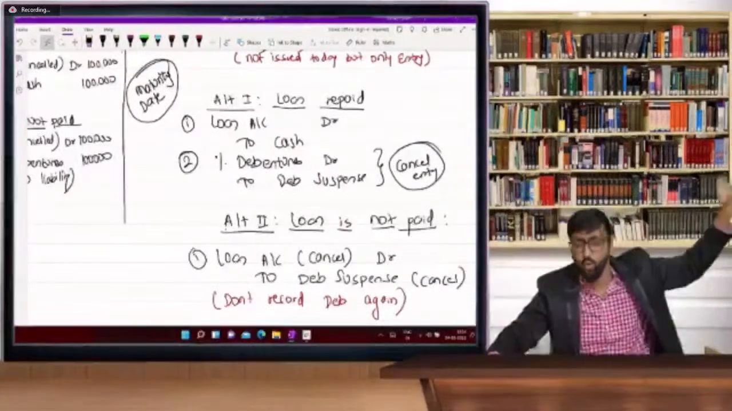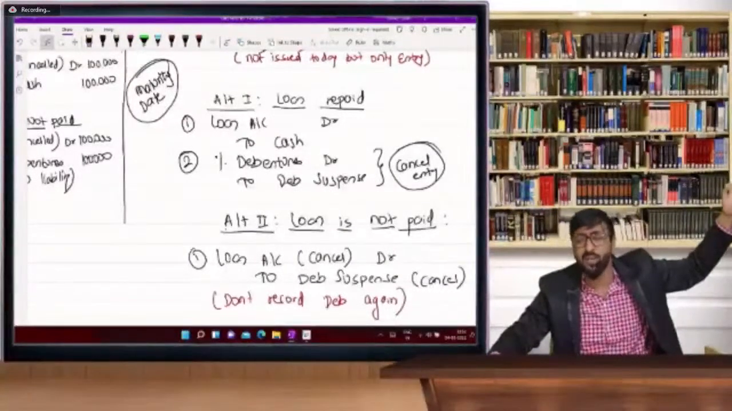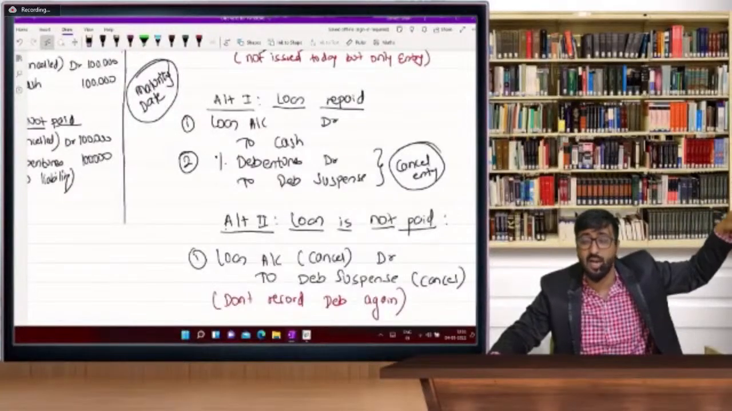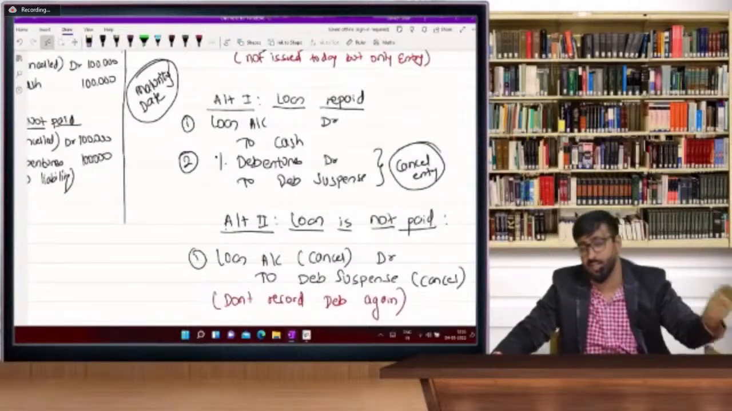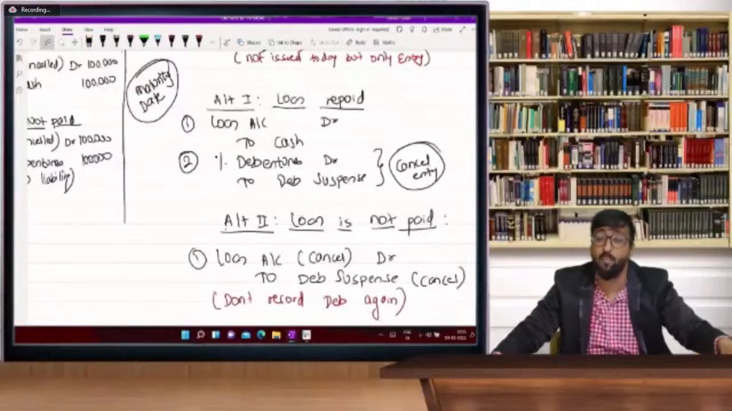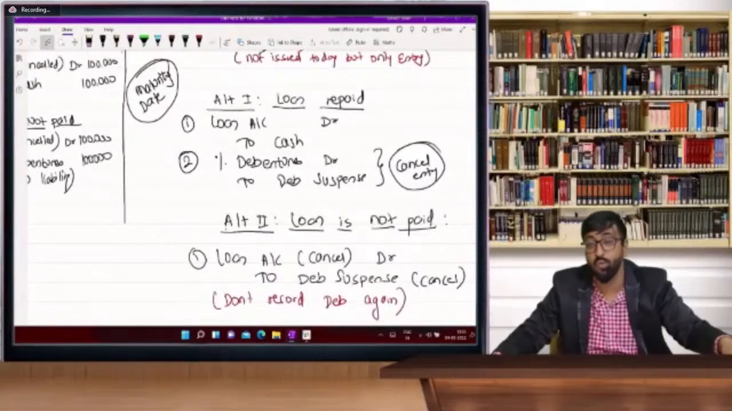In option number 2, the first entry will be cash account debit to bank loan, and the second entry will be debenture suspense account debit to debentures. After that, if the loan is repaid, the entry will be loan account debit to cash, and you cancel the debenture suspense: debentures account debit to debenture suspense. And if you have not paid the loan amount, then loan account debit to debenture suspense, and you are not going to pass the debentures entry once again.